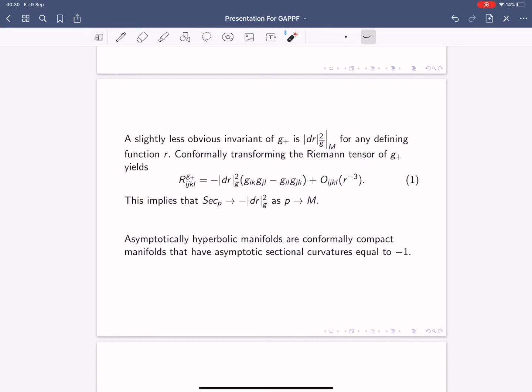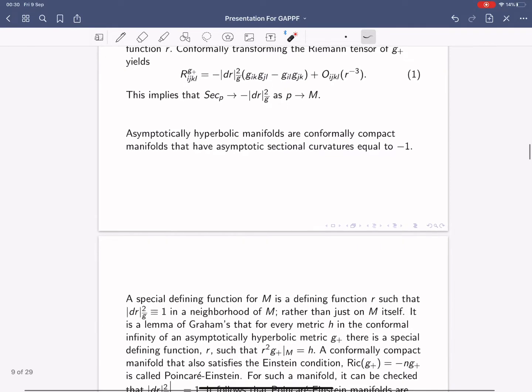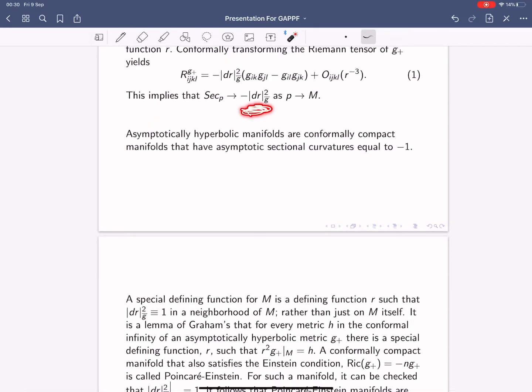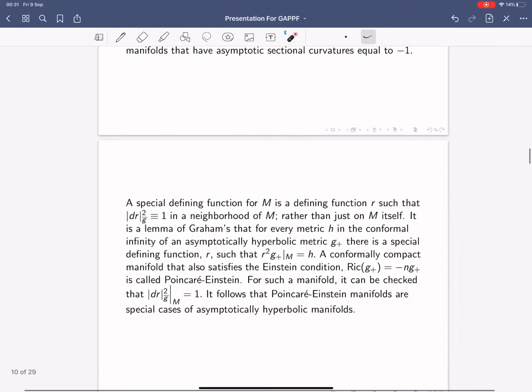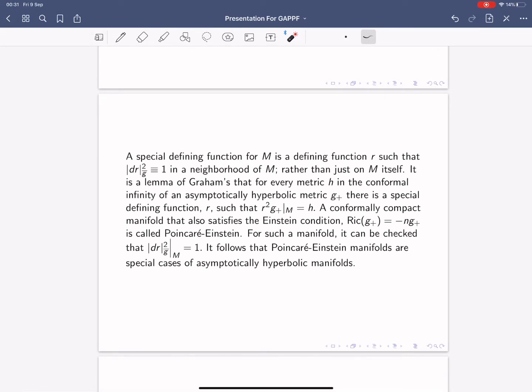So now we're just going to talk about another definition. Asymptotically hyperbolic manifolds are conformally compact manifolds that have asymptotically sectional curvatures equal to -1. So if this was just 1 on M, then it would be an asymptotically hyperbolic manifold. But right, so now this is a special definition as well. A special defining function for M is a defining function R such that dr squared with respect to G bar is identically 1 in a neighbourhood of M. So rather than just on M itself.